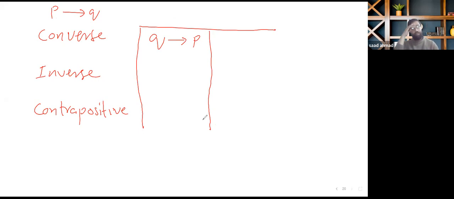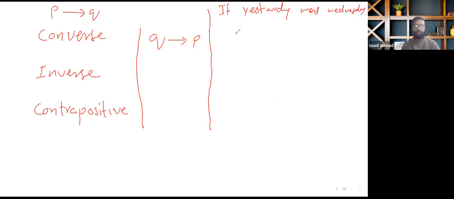Like the example that we just saw, we switch the if and then parts. So now we will say, if yesterday was Wednesday, then today is Thursday. Okay, so this one is also true, but it's not always true that if the statement is true, then its converse is also true.